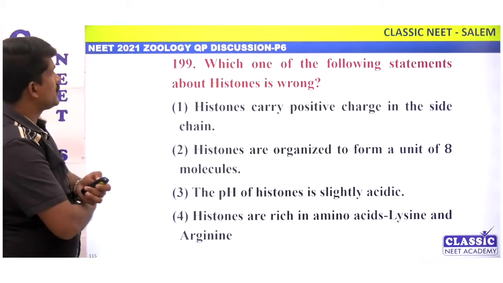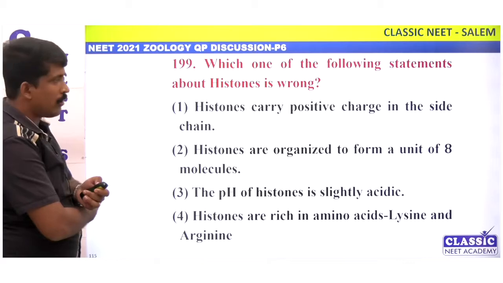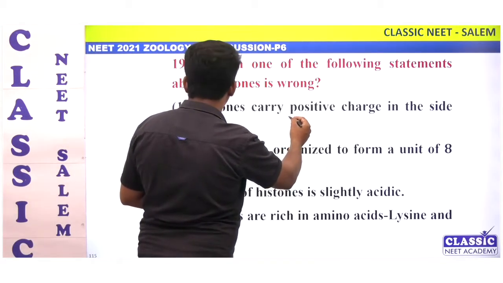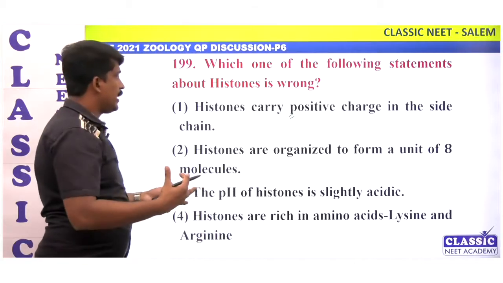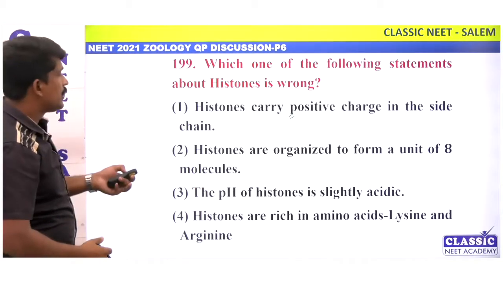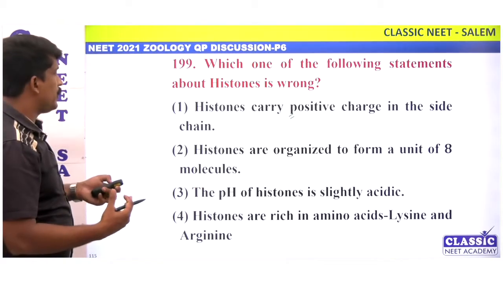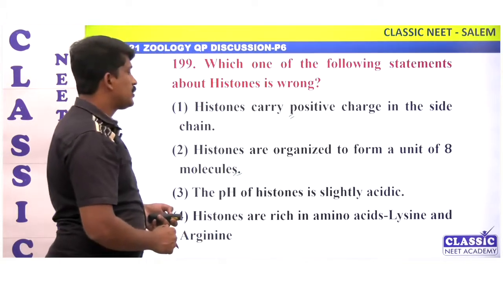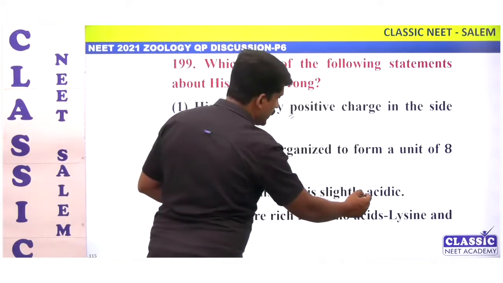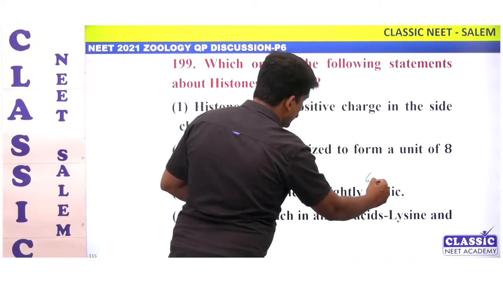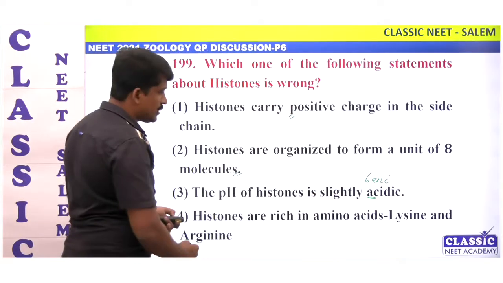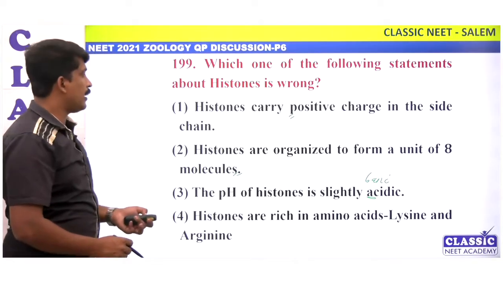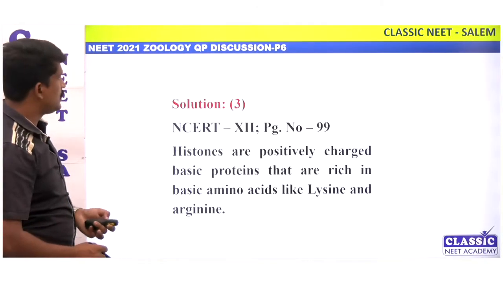Which one of the following statements about histone is wrong? Histones carry positive charge. Okay, it's correct only because the DNA will be negatively charged. Am I right? Histones are organized to form a unit of 8 molecules. That's also correct. The pH of histone is slightly acidic. It's not acidic actually. It should be, yeah, basic. And finally histones are rich in amino acids like lysine, arginine and all. Yes, given correctly. Okay, so what is wrong now? Yes, this is the third option.